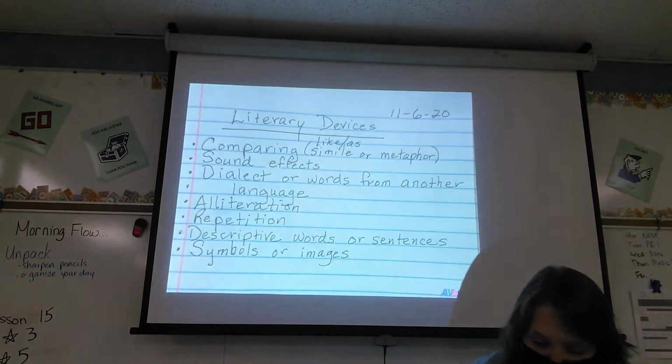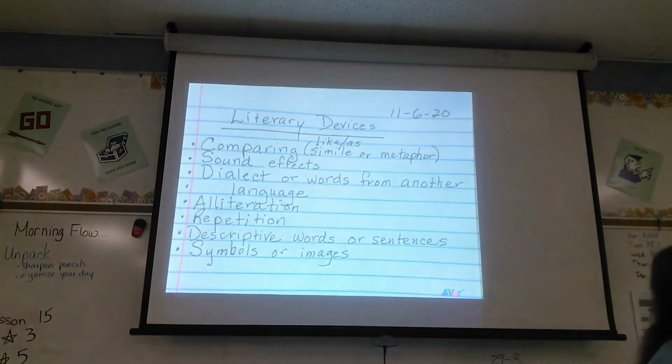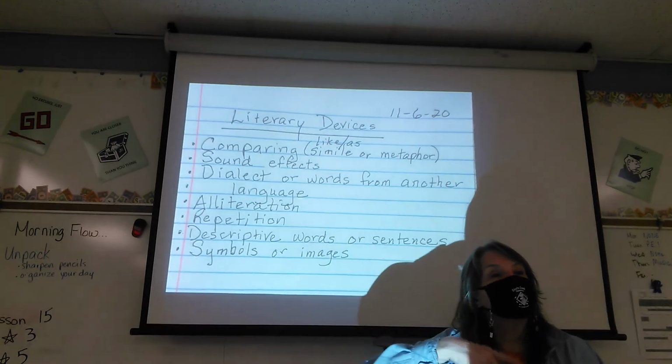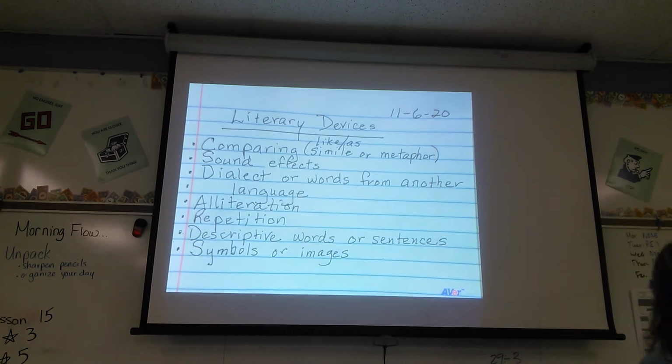Then we have repetition. Now, repetition could be words repeating. All right, what kinds of words repeat in our story, Fox? What kinds of words repeat? Emma?